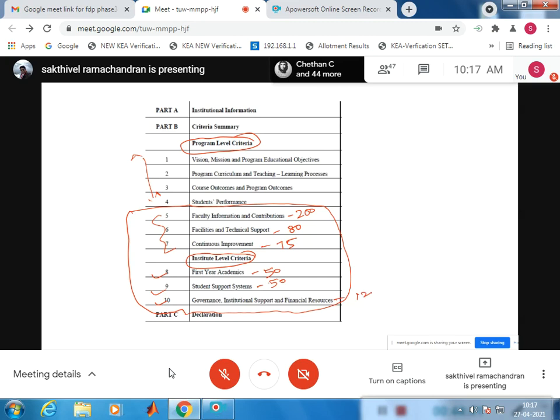And criterion 10, governance, institutional support and financial resources, accounts for 120 marks. In fact, out of these 5 to 10 criteria, you could see criterion 5 has the highest grade, followed by criterion 10. This has 120 marks. Now let's see what each criterion demands at the top level view and what is expected by each and every criterion.